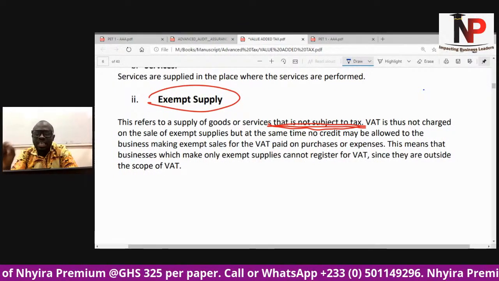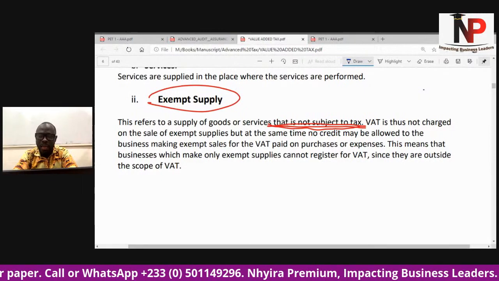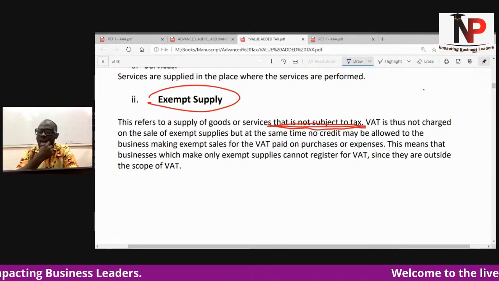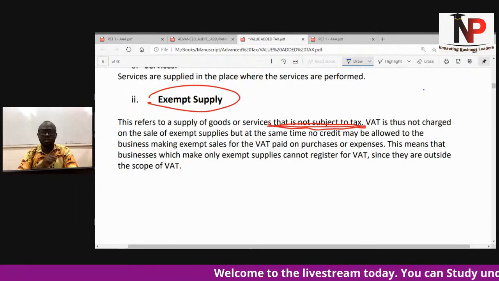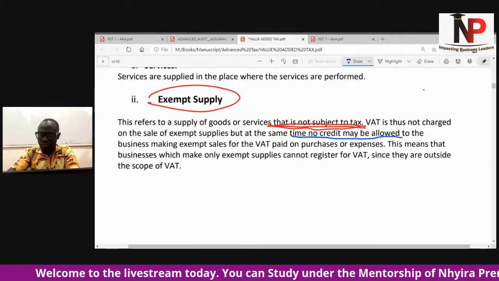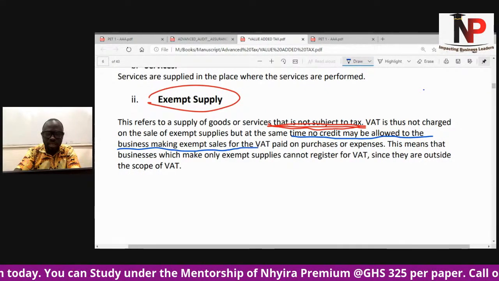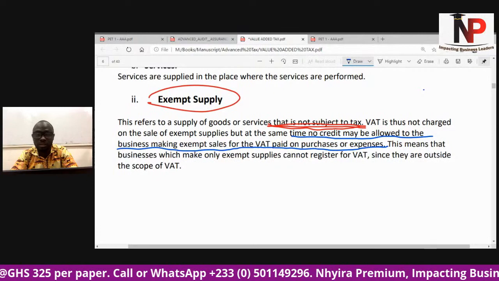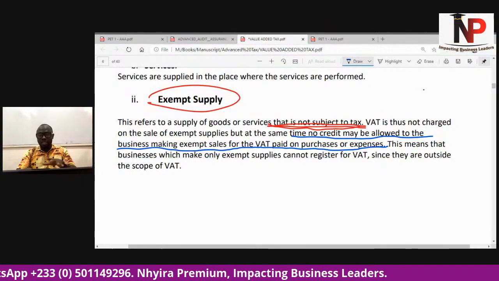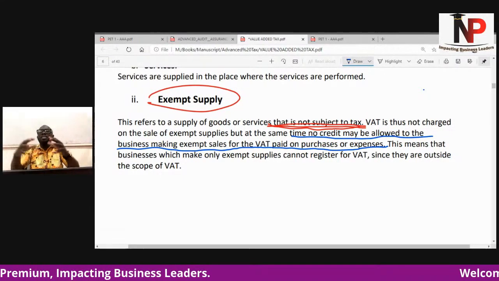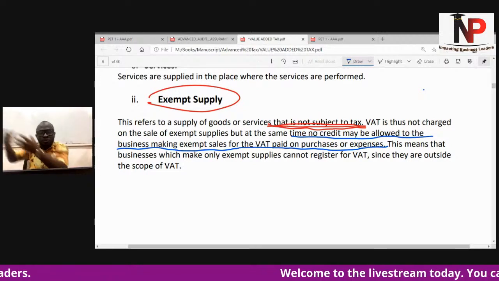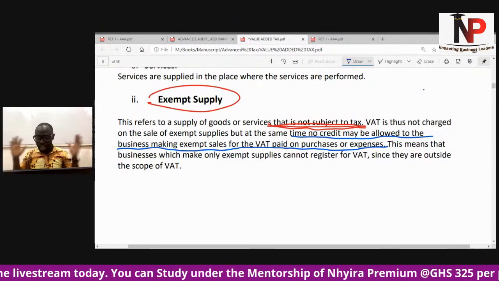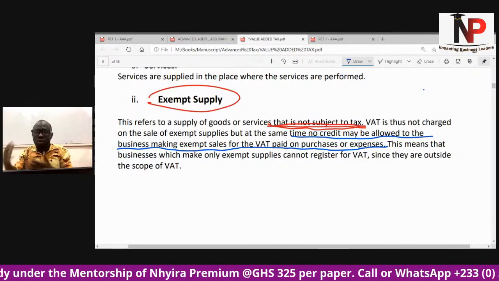So look at it. VAT is not charged on the sale of exempt supply, but at the same time, no credit may be allowed to the business making exempt supply for the VAT paid on purchases. That is very, very important. So no credit may be allowed to the business making exempt supplies or exempt sales for the VAT paid on purchases of expenses. So if we are a business and we deal with supplies that are exempted, then whatever input VAT we paid whilst buying the goods, whilst buying the resources, we are not going to be getting any credit for it. In other words, because you are not charging VAT, why should we give you any relief?